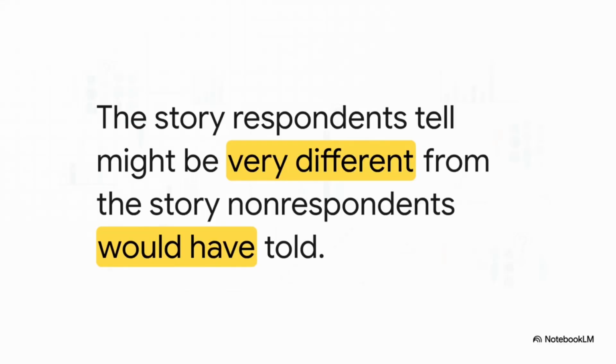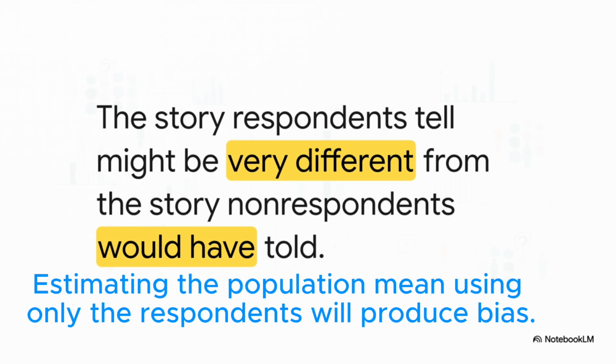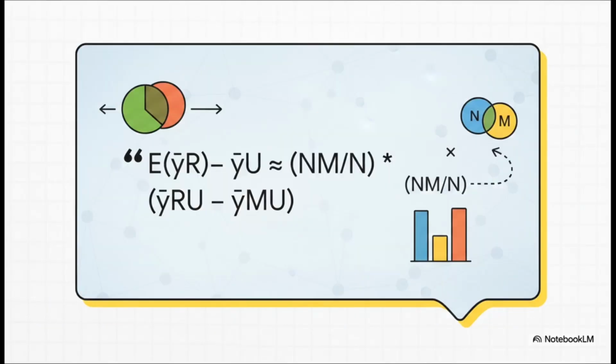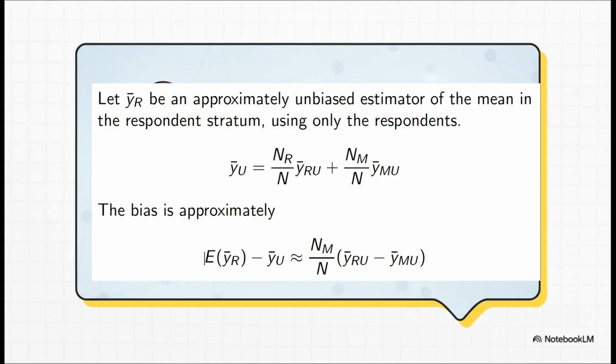And right here, this is the heart of the problem. What if the people who talk to us are fundamentally different from the people who don't? If their stories are different, then any conclusion we draw just from the respondents is going to be skewed. It's a distorted picture of what's really going on in the whole population. In fact, we can get super specific and write this down as a formula.